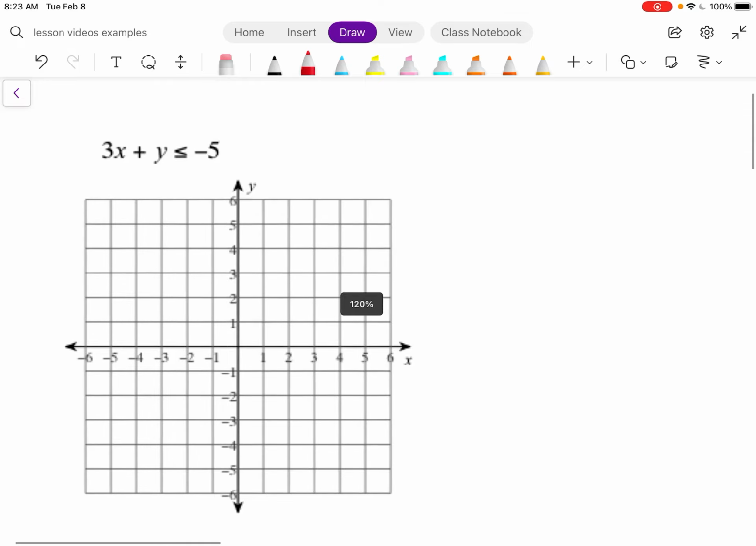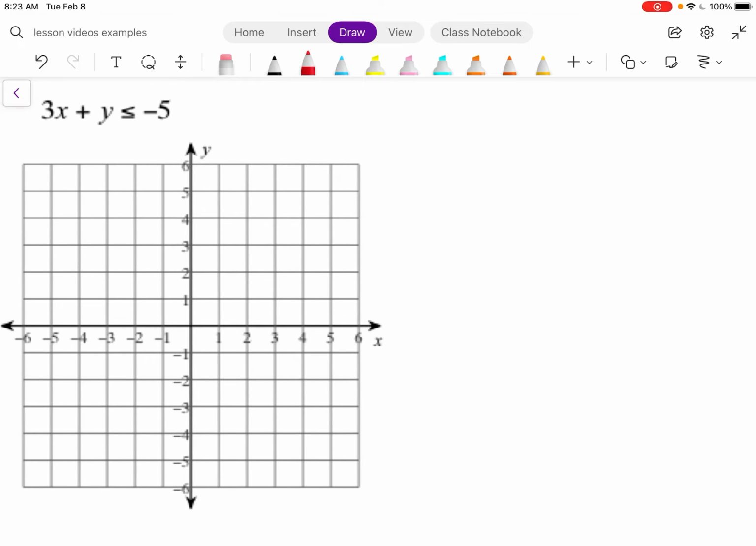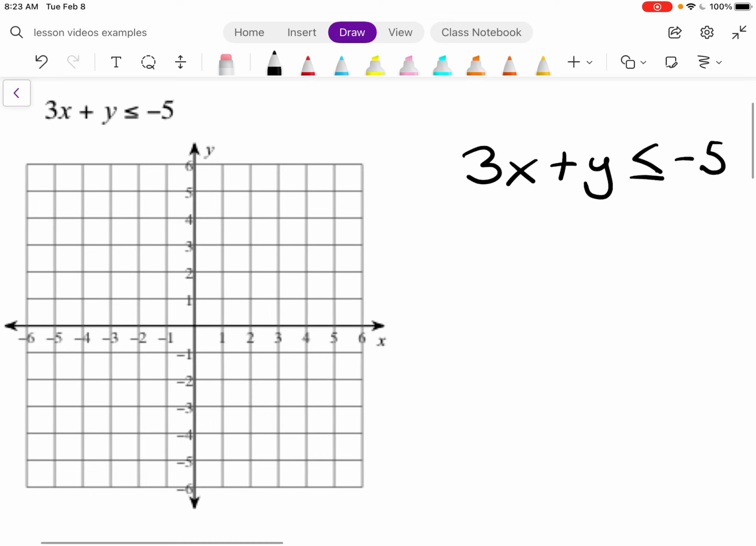Now, let's go on to our first example of 3x plus y is less than or equal to negative 5. Now I'm going to rewrite my problem to the right-hand side. There's not enough room to show all of my steps underneath the original problem, because of the coordinate plane that's given to us. So we're going to solve this way. So we have 3x plus y is less than or equal to negative 5. We know that our goal was to get it into y equals mx plus b form, so we can identify the slope and the y-intercept.